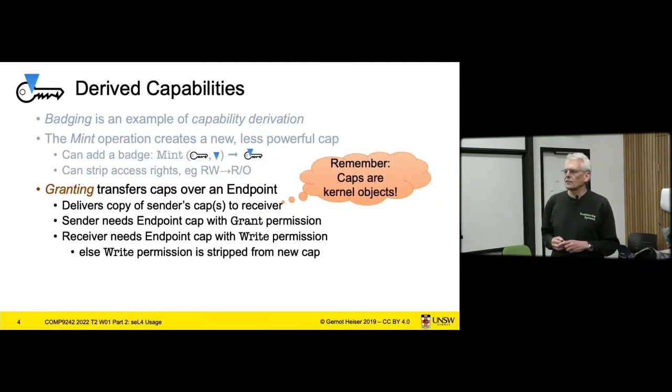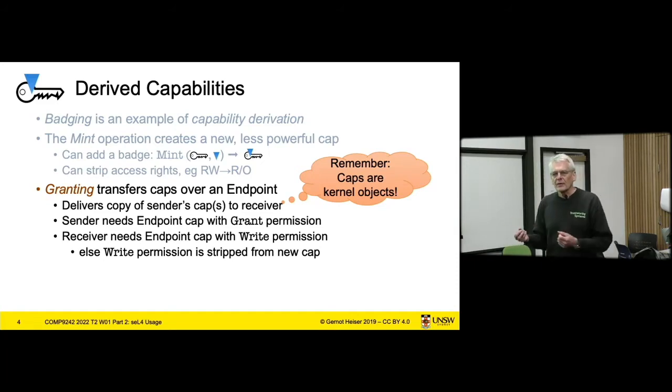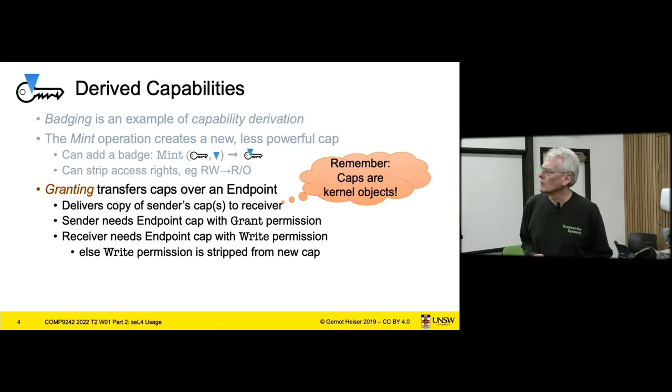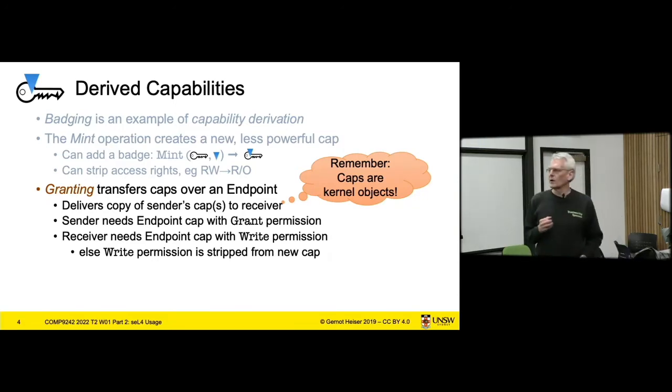Another way is granting capabilities. This is handing a capability to a new entity as a side effect of IPC. So you can have a transfer of capabilities as an argument in one of these protected procedure calls. And that doesn't copy the capability, it transfers. So the sender loses the capability and it gets handed to the receiver. No, it's actually not true. It just gives you a copy, sorry. I misspoke.